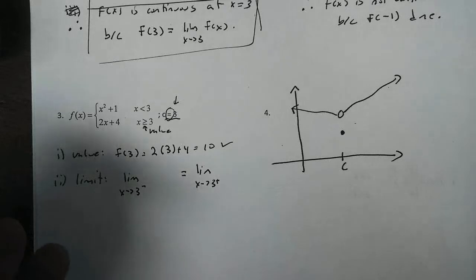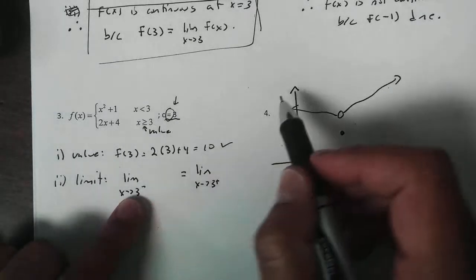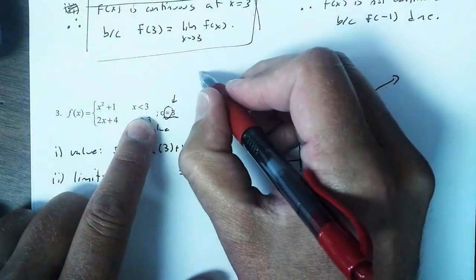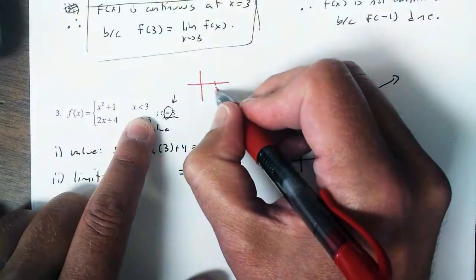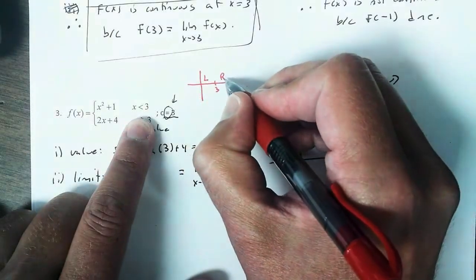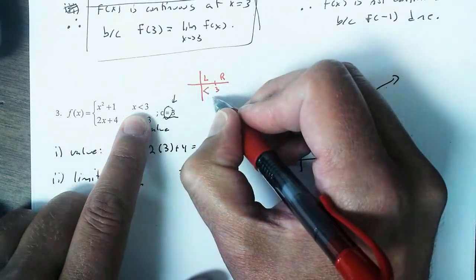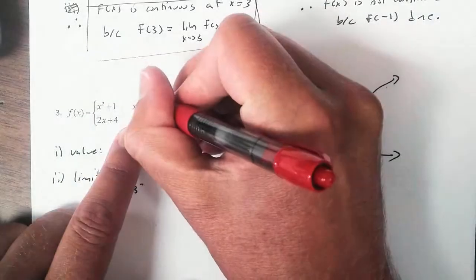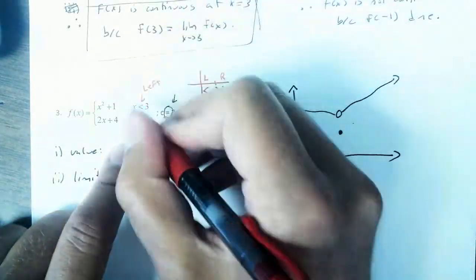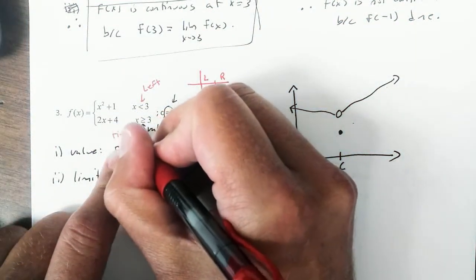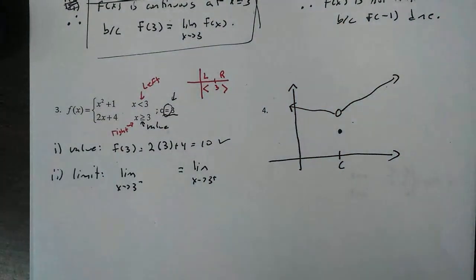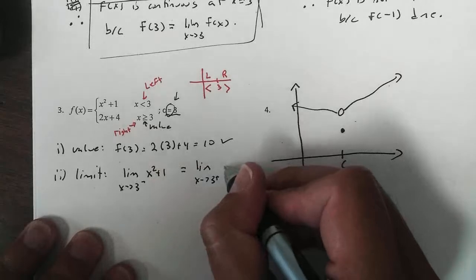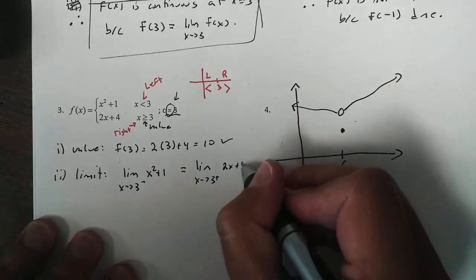So now I have to decide which one of these functions is on the left and which is on the right. Well, that's easy to do. I can look at my inequality. Here it's 3. This is the left side, this is the right side. The left is going to be less than 3, and the right is going to be greater than 3. So I know from my inequality that this is my left-hand limit, and this greater than is my right-hand limit, right there. So my left-hand limit is going to be x squared plus 1, and my right-hand limit is going to be the 2x plus 4.